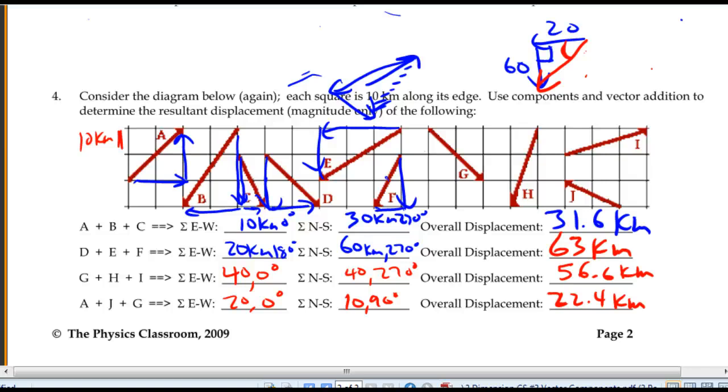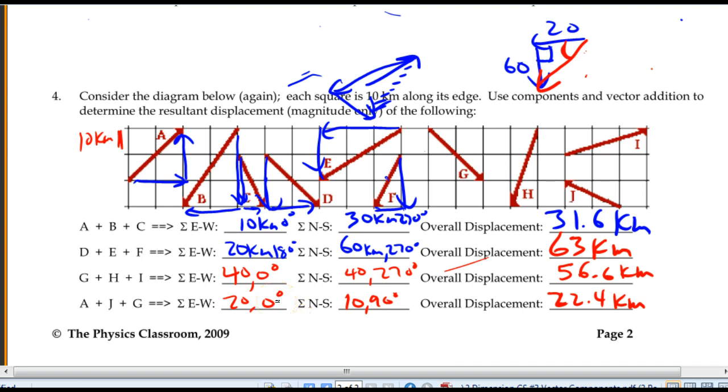Now, something else to keep in mind, these are all hypotenuses of a right triangle. That means they need to be larger than either of the two components. So 31.6 is larger than 30, 63 is larger than 60, 57 is larger than 40, 22 is larger than 20. So you can always check yourself with that. The hypotenuse always has to be the largest side in a right triangle.